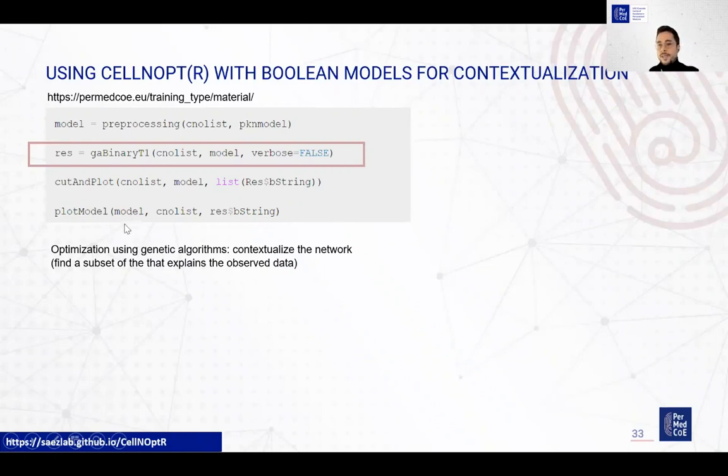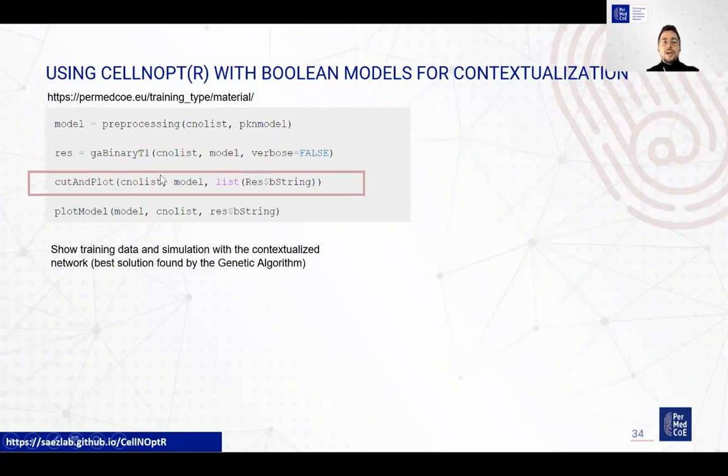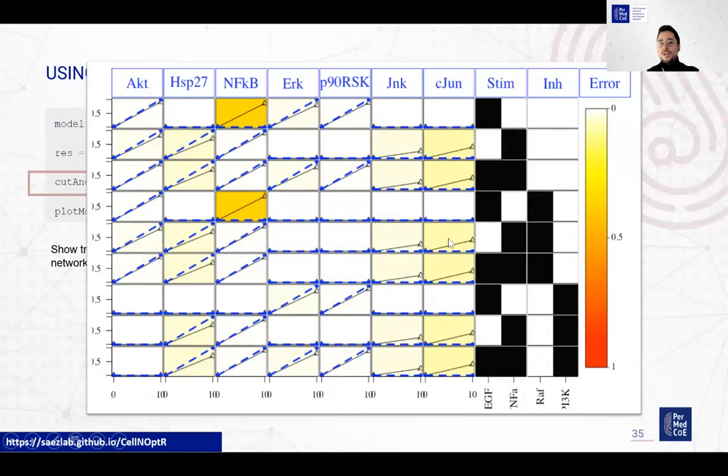Once this is pre-processed, we can train the network to the data, trying to select a subnetwork which can reproduce the experimental data, and also learning other types of parameters. For example, we have ODEs, for which the system has more parameters to learn. And once the training is done, we can show, for example, how well the network that we obtain after the training does.